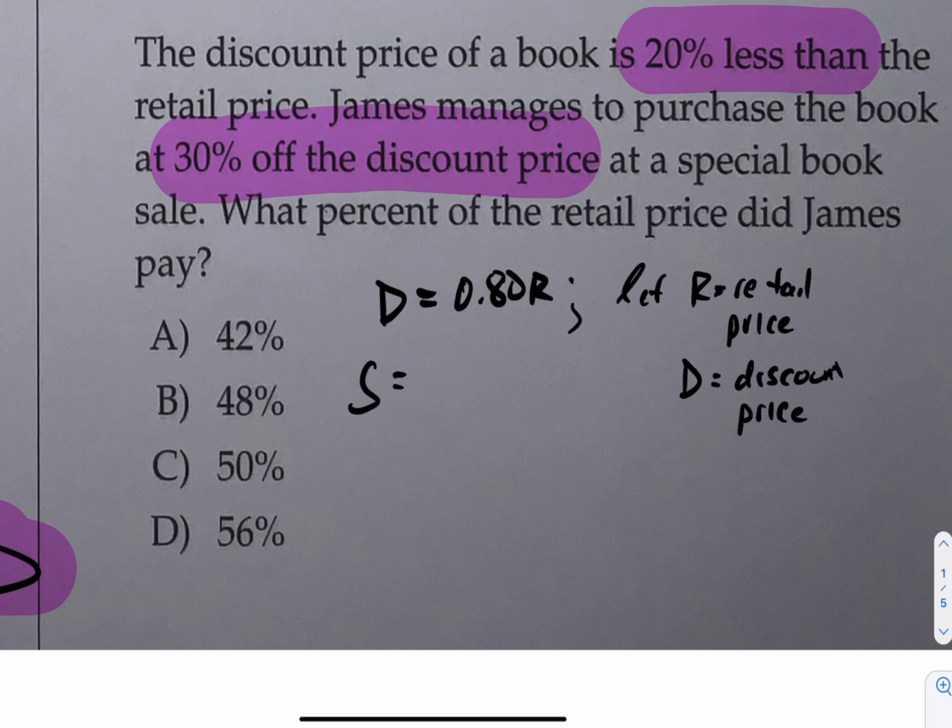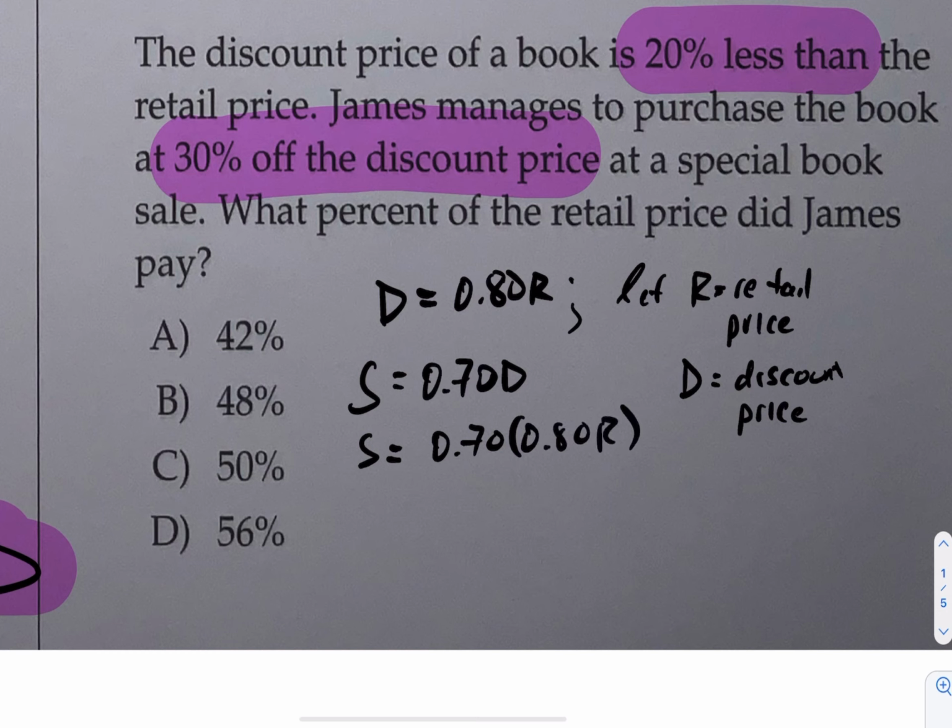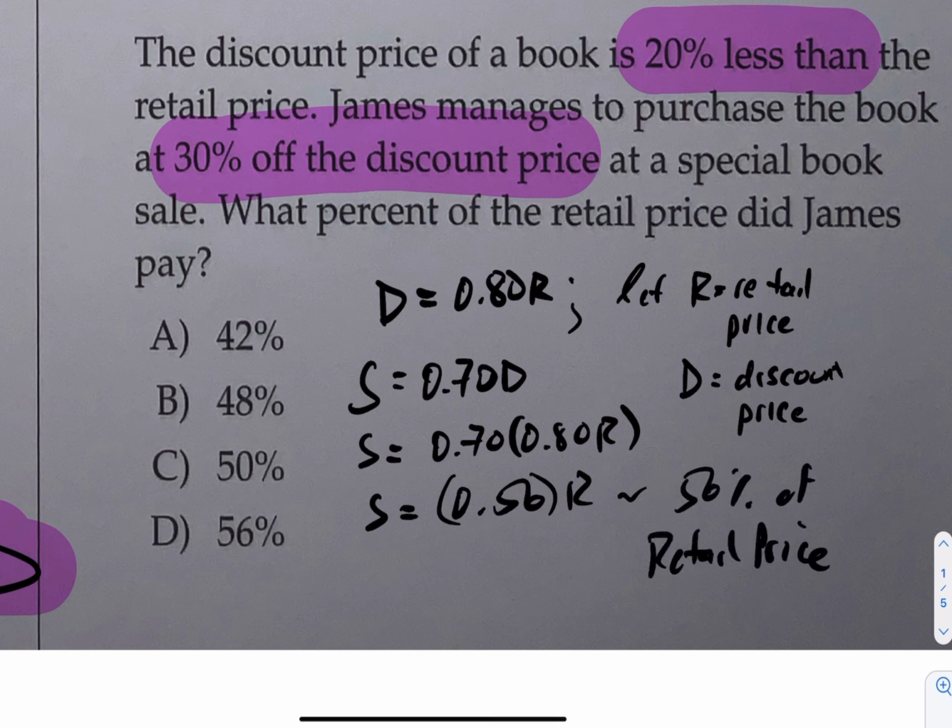James ends up paying 30% off the discount price, which means if I take 30% off the discount price, I'm essentially left with 70% of the original value. So that's going to be 70%, but again, we know that D is 80% of the retail price. If you multiply 0.7 and 0.8, you get 0.56, which means that James paid 56% of the retail price here. And the answer to this is D.